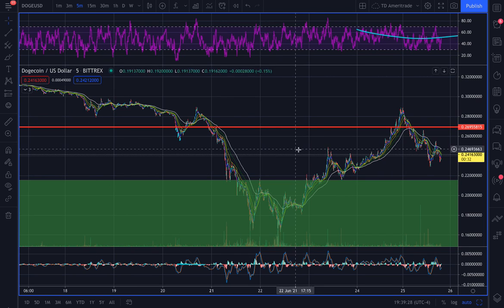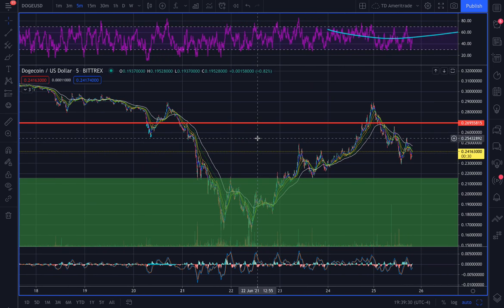So I'm zooming out on the different time frames. This is TradingView. I have a video on how to set this up, and I also have a crypto playlist.